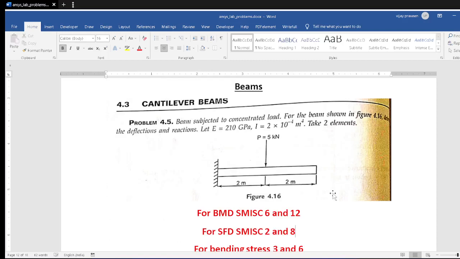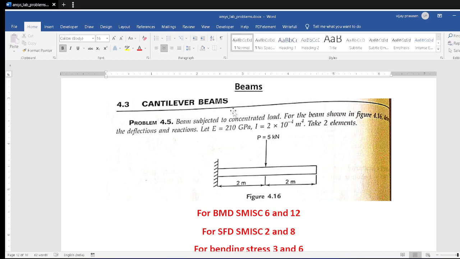Hello, welcome back. So now in this video we are going to see beams analysis, how to do the beams analysis in Ansys. Till now we have completed bar and trusses. Now we are moving to the structural problem. This is also called a 1D problem, that is beams.